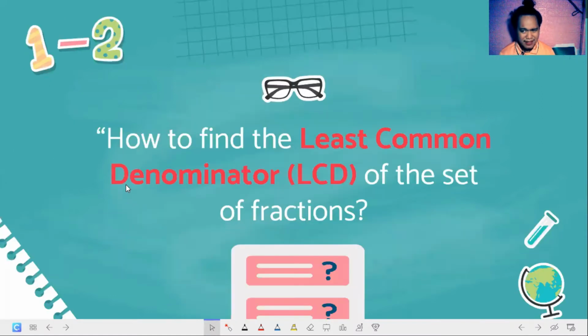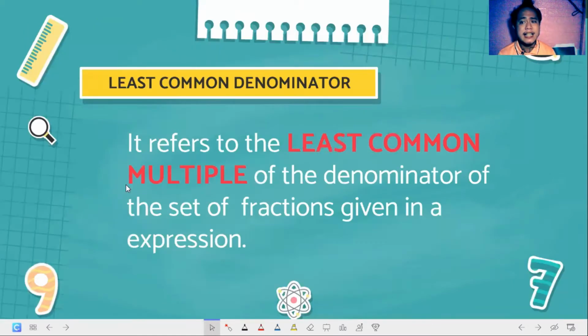But how to find this common denominator, LCD of the set of fractions? But first, let us define the least common denominator so we can find the answer to the question presented on the screen a while ago. The definition of least common denominator is that it refers to the least common multiple of the denominators of the set of fractions given in an expression.